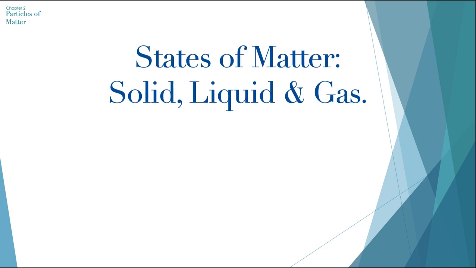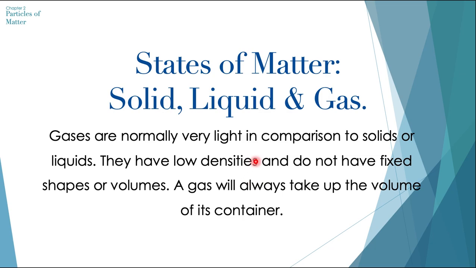Then we have gases. These are normally very light in comparison to solids or liquids. They have low densities, that's the reason why. And they do not have fixed shapes or volumes at all. They do not have a definite shape or even a volume. A gas will always take up the volume of its container. Why do we say that it doesn't have a fixed volume? Because gases are compressible. The molecules of gases are widely spaced apart.